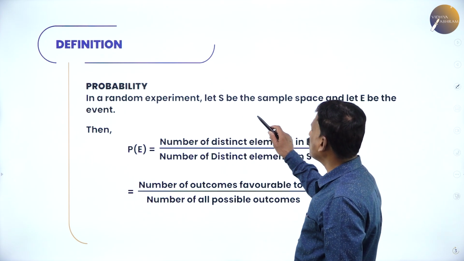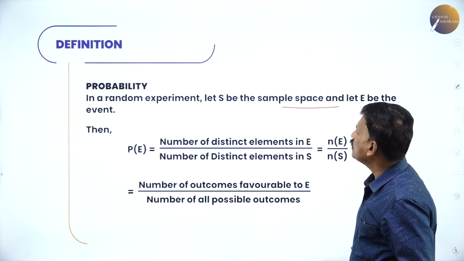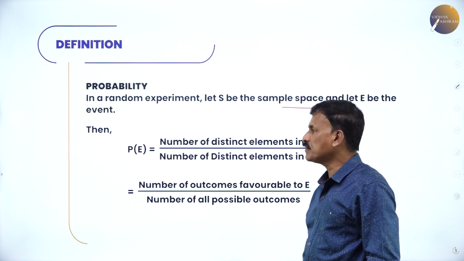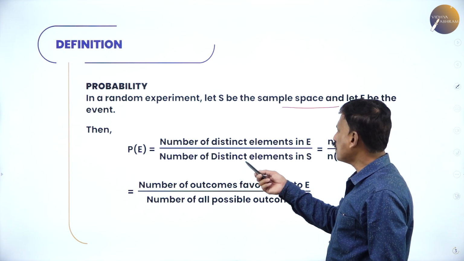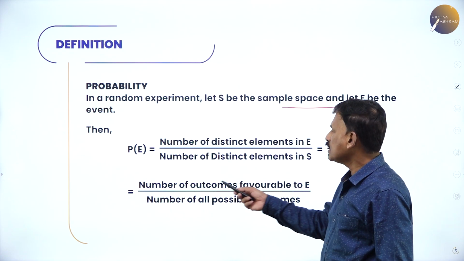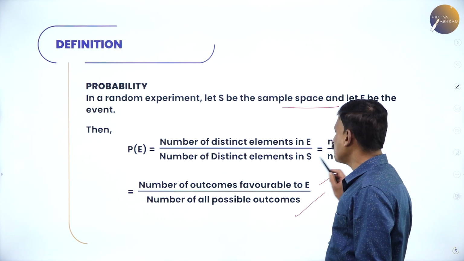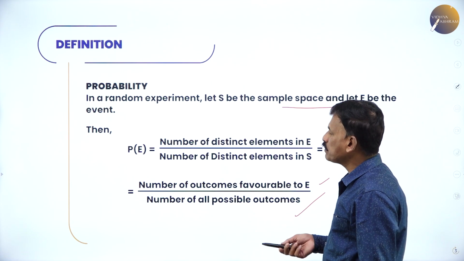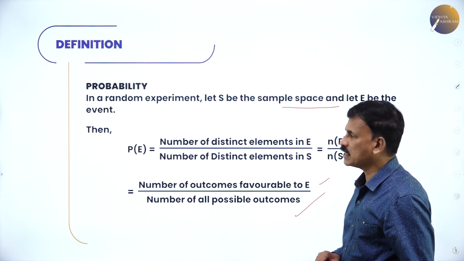In a random experiment, if S is the sample space and E be an event, then the probability of an event E is given by the number of distinct elements in E divided by the number of distinct elements in S. That is N of E divided by N of S. That means the number of outcomes favorable to the event E divided by the total number of possible outcomes is called the probability. Probability of E is nothing but N of E divided by N of S.